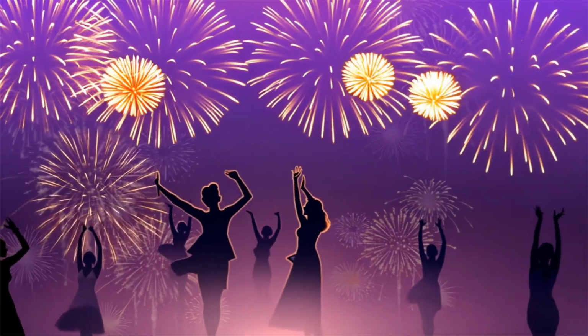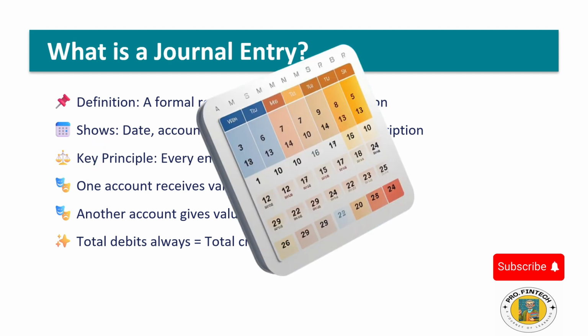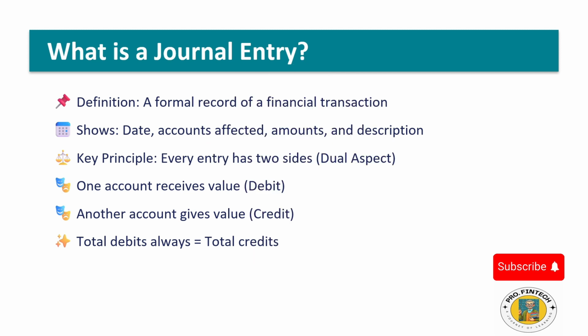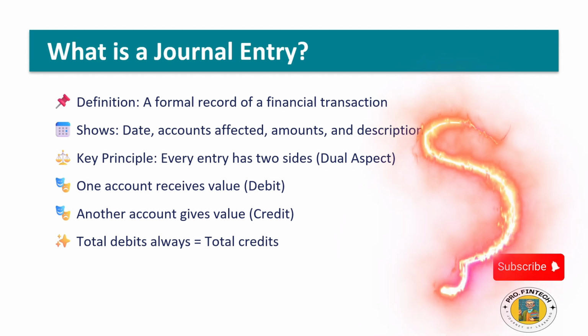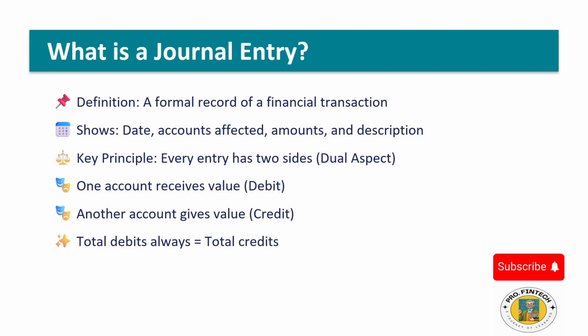What is a journal entry? So, what exactly is a journal entry? In the simplest terms possible, a journal entry is just a formal way of recording a business transaction. That's it. Every journal entry has these things: the date, when did this happen; the accounts, which parts of the business are affected; the amounts, how much money are we talking about; and a narration, a brief description explaining what happened.